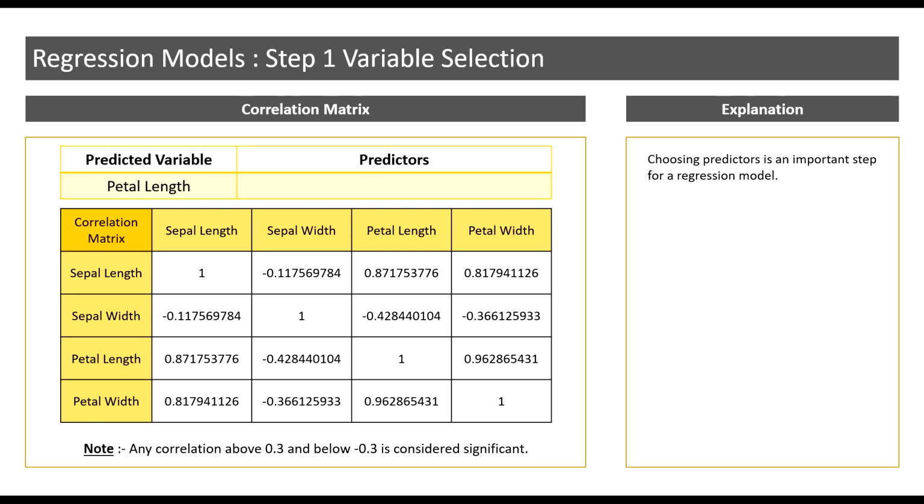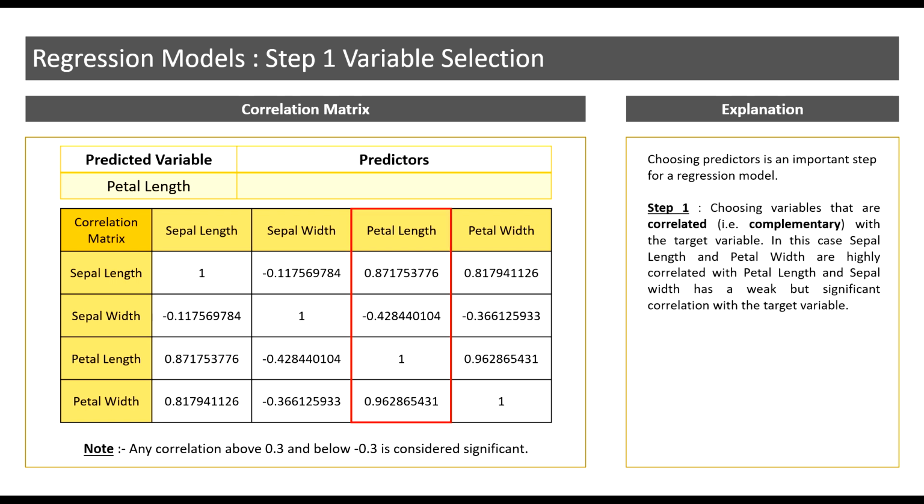In this video, we will explore the concept of variable selection further. Here, from the iris dataset, we have petal length as our predicted variable. We also have the correlation matrix for the numerical variables in the iris dataset on the left here. The correlation matrix will help us choose the appropriate predictors that will help predict the variable petal length. For those of you who need a refresher on correlation matrix, click on the link provided below.